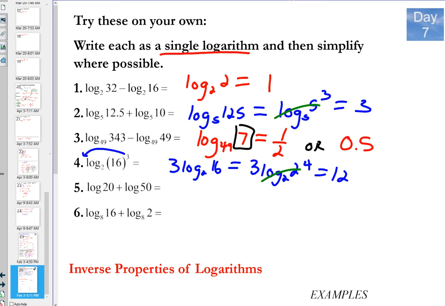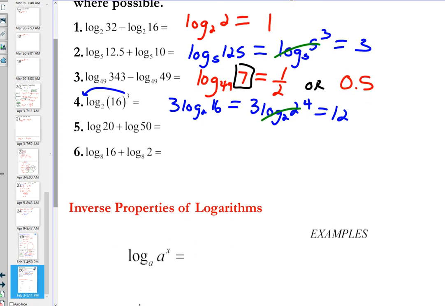That's that. The next one, log 20 plus log 50. Very good. That is product property. 20 times 50 is 1,000. And even if I don't have a calculator, if I understand that the base of a common log is 10, what power do I have to take 10 to get 1,000? And how do you know that without a calculator? 1,000 has 3 zeros.